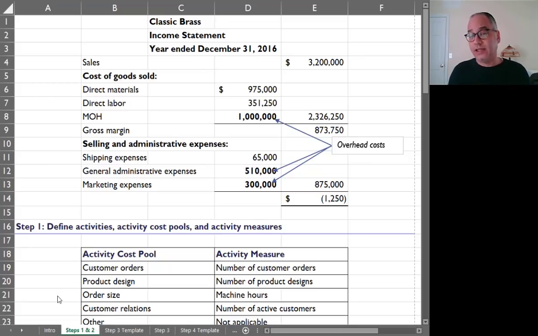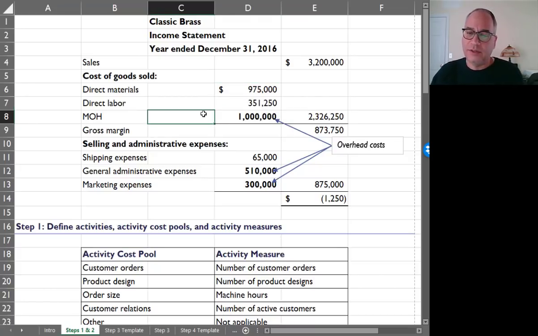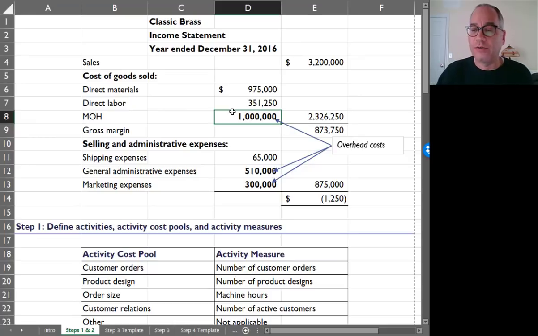This is just an income statement, the way we do income statements. And you can see here sales, cost of goods sold. There's an assumption here to keep everything simple. They sold everything they made this year. Just an assumption. You can see manufacturing overhead is $1 million. So total cost of goods sold was $2,326,250. Gross profit or margin is $873,750.